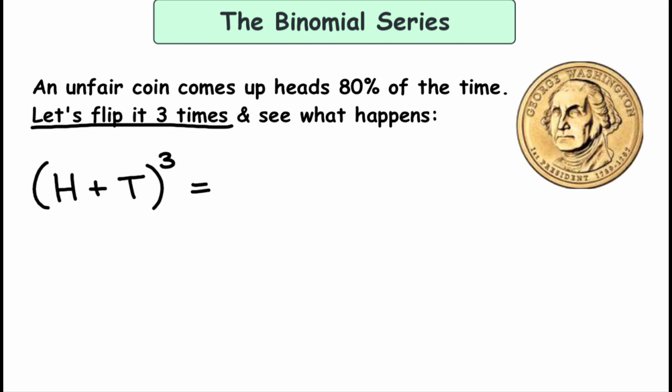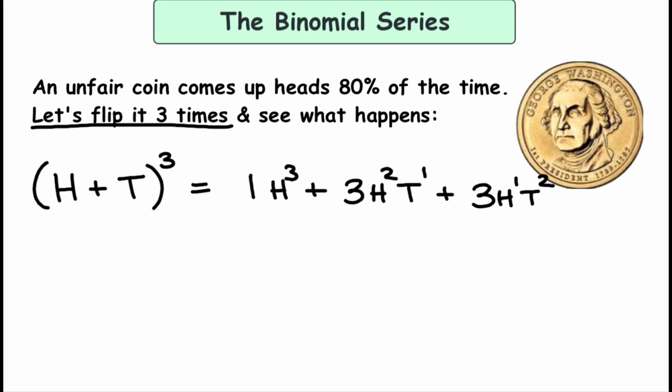Okay, if you do the binomial expansion of this, basically the h is your x, the t is your y, and you would have 1 h to the 3rd. Again, I'm going to use the 3rd line of Pascal's triangle, which is 1, 3, 3, 1. So we have 3 h squared t to the 1, so 2 heads, 1 tail. Another 3. This time we have 1 head, 2 tails. That's the tails squared. And finally, 1 tails to the 3rd, if you will. Okay, that's the binomial series.